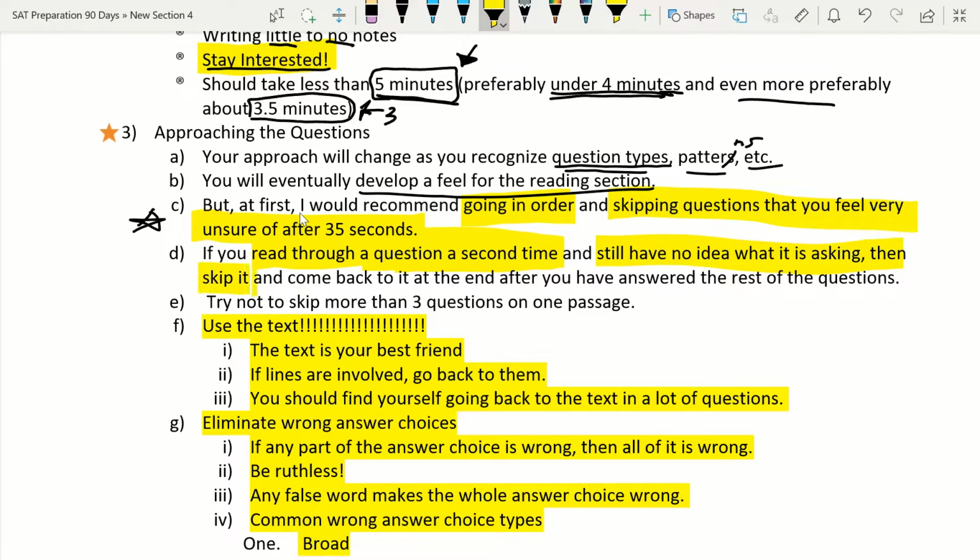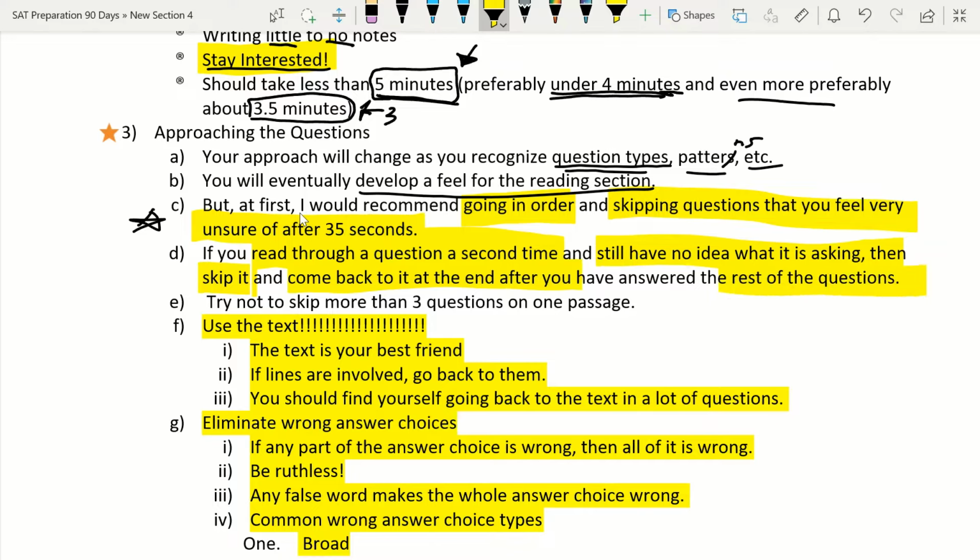Because if you've read through it twice and you still don't understand what the question is looking for, you're probably not going to get any better by just looking at the question a third or fourth time. So if you've read through it twice and you still don't understand it, I'd recommend skipping it and coming back to it at the end after you've answered the rest of the questions.